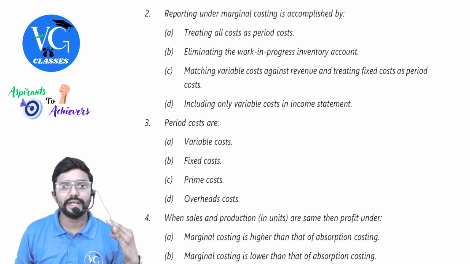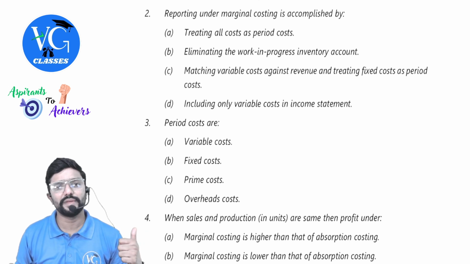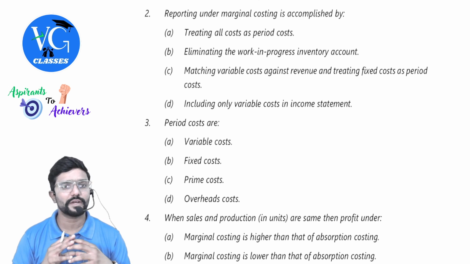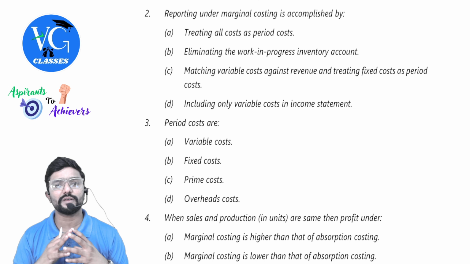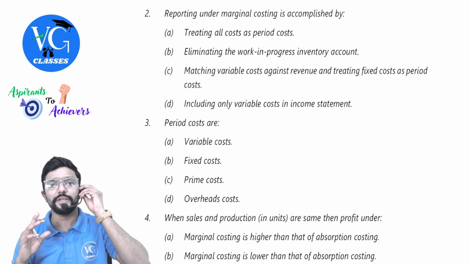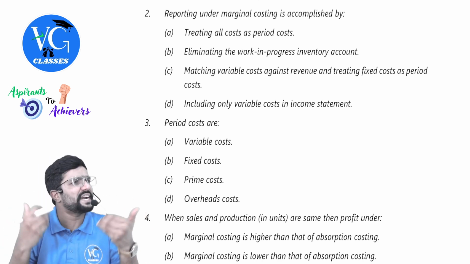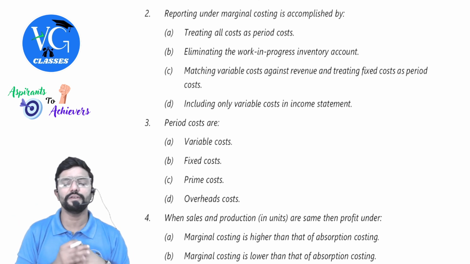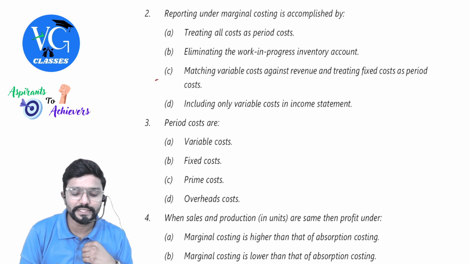Second one, reporting under marginal costing is accomplished by treating all cost as period cost? No. Eliminating the work in progress inventory account? No. Matching variable cost against revenue and treating fixed cost as period cost? Yes. Matching variable cost against revenue means not in amount, guys. We are just reducing it to derive what? Contribution. From contribution, we reduce fixed cost. So the answer is C.